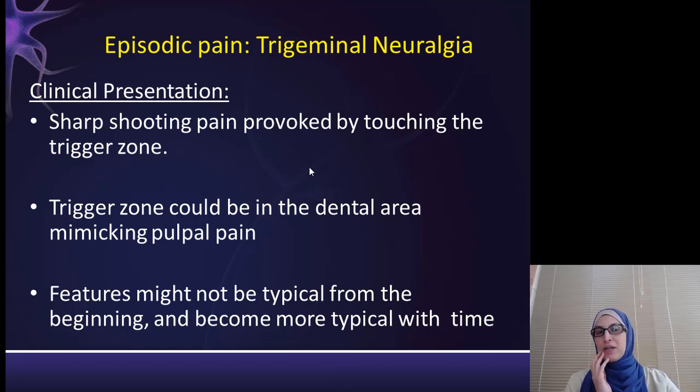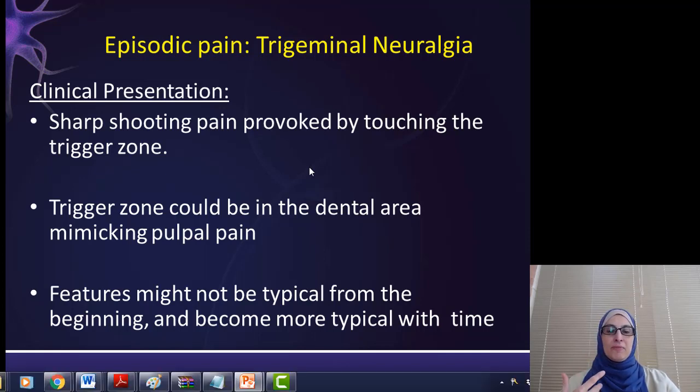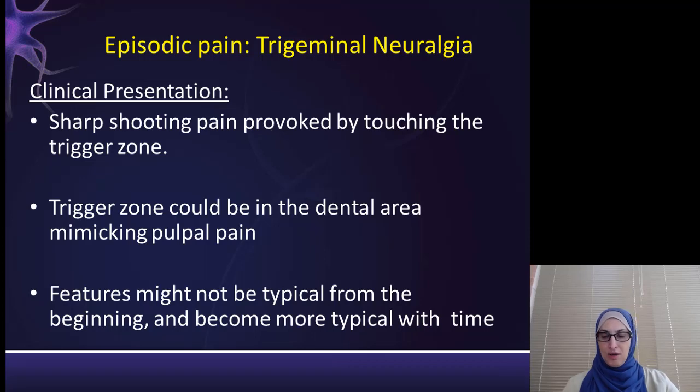And actually, many patients, when the trigger zone is within the dental area, go and see the dentist. Sometimes trigeminal neuralgia is not presented in this typical clinical presentation. The patient might have prolonged pain, might have a burning sensation, or neuropathic-like numbness, or paresthesia. And paresthesia means there is a tingling sensation. It's not anesthesia, where there's a complete loss of sensation. It is paresthesia, where there is a tingling sensation in the area. And later on, the features become more typical of trigeminal neuralgia.